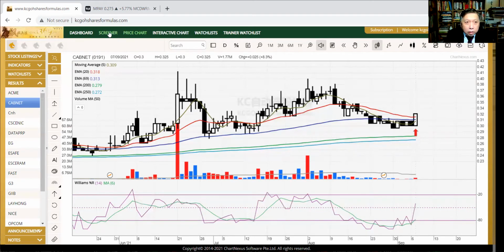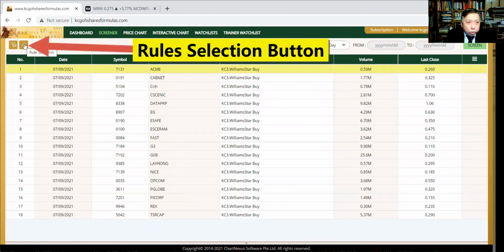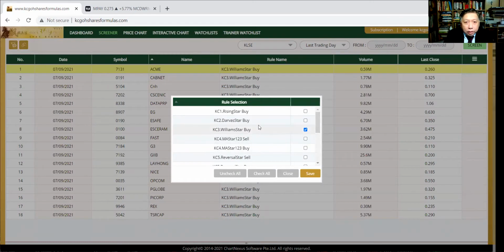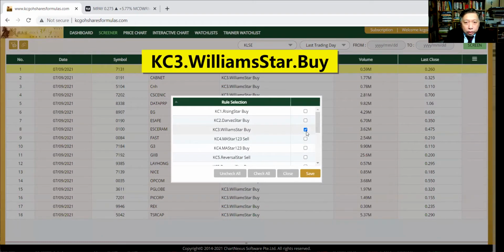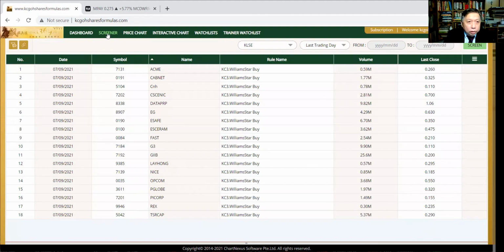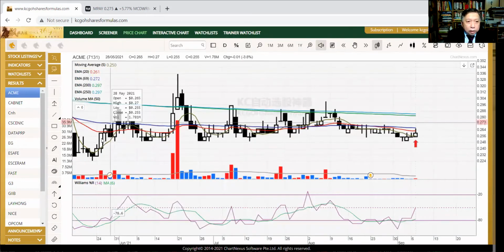Then you go to the screener and also go to the selections. Click on it, and a small window will come out. You just put a tick on the KC3 Williams Star Buy, and then you save it. Then click the screener again to make sure it refreshes, and you can go through the list already generated, the list of stocks that they have selected for you.